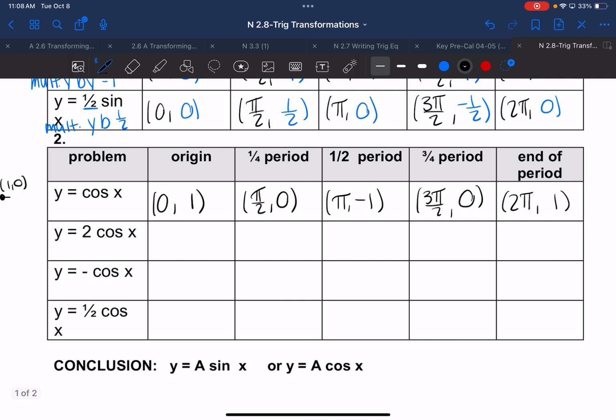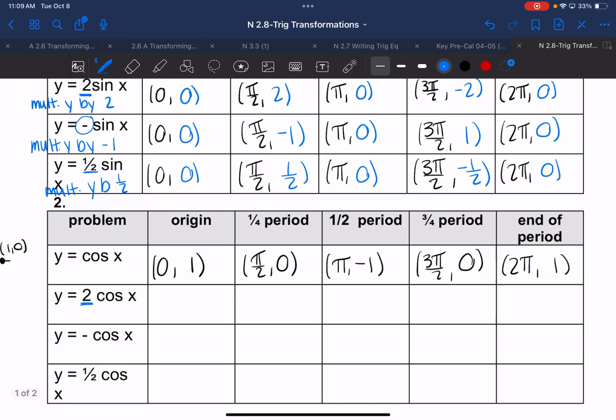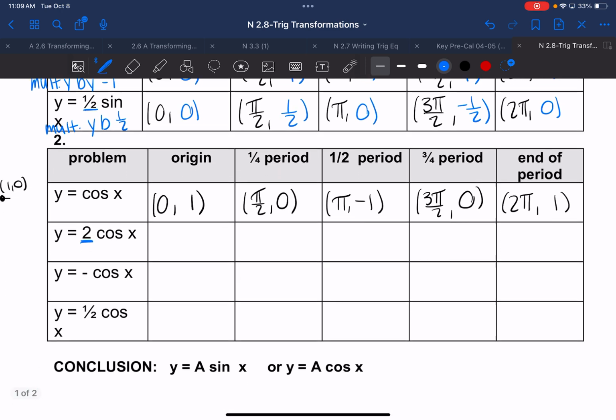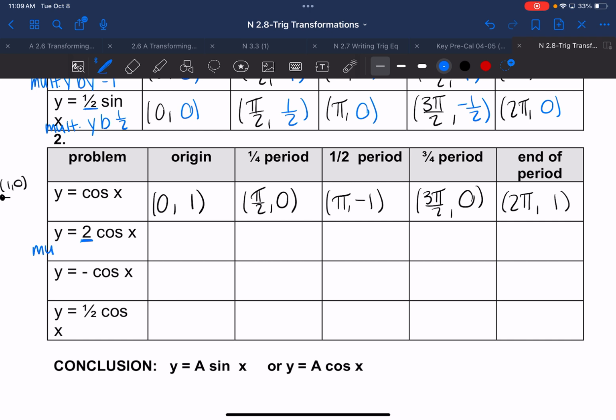Okay, so we've got, again, a number out here in front of the function. If I have a number in front of the function, that was this first rule up here. And we said that means we have to multiply what? The y value. Good. So that's exactly what I'm going to do. Multiply the y value by 2. So our x's won't change. I'm still going to have 0, pi halves, pi, 3 pi halves, and 2 pi. I just need to multiply all my y values.